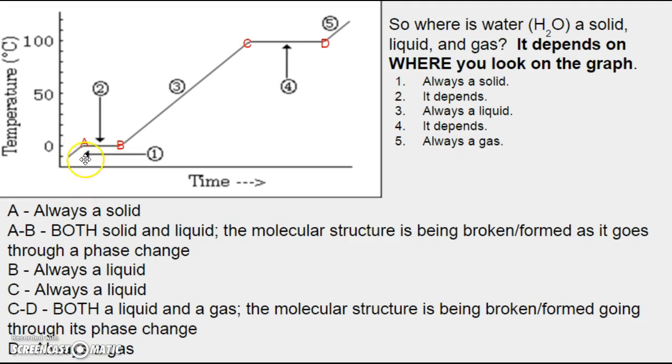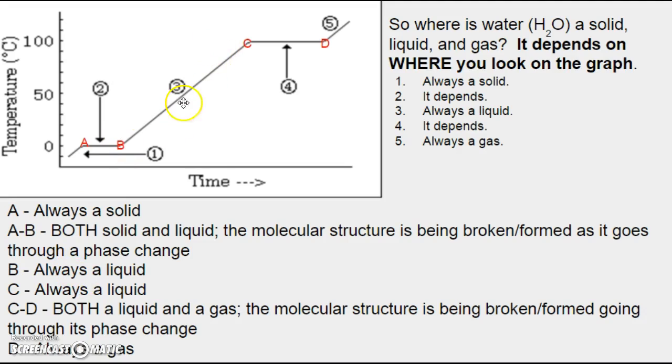If I look at from A to B, let me rewind that. If I go back to look at just A, A is always a solid, whereas B is always a liquid. But from A to B, you're actually getting both a solid and a liquid. The molecular structure is being broken or formed, depending on which direction you're traveling on the graph, as it goes through a phase change. So if I'm traveling upwards, A is always a solid, but from A to B, it's going to have both phases. And B is always going to be a liquid.